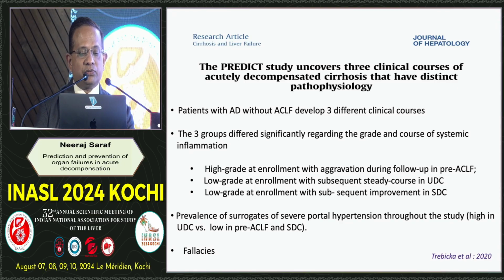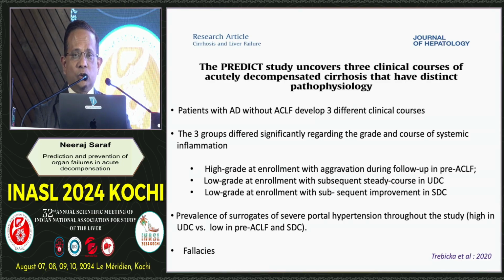So prevalence of surrogates of portal hypertension throughout the study were high in the unstable decompensated cirrhosis versus they were low in pre-ACLF and stable decompensated cirrhosis. Of course, this study has fallacies. I saw Shalimar sitting here. I think he's written a letter to the editor. Maybe we can discuss that during the discussion.